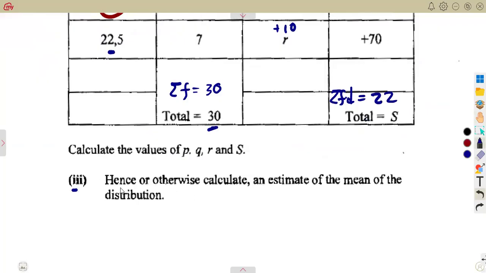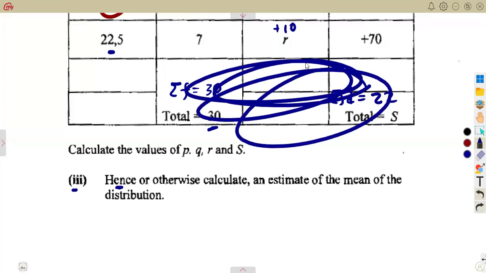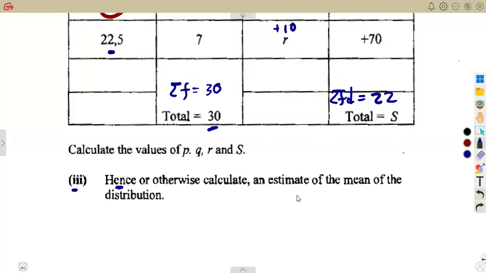That is where I was saying now. Hence, it's a continuation. Otherwise, you can opt for any other way that you understand. But hence, it's from this table using the assumed mean. Continue like that. Now calculate an estimate of the mean of the distribution. So how am I going to calculate? Using this one, the formula of the assumed mean.